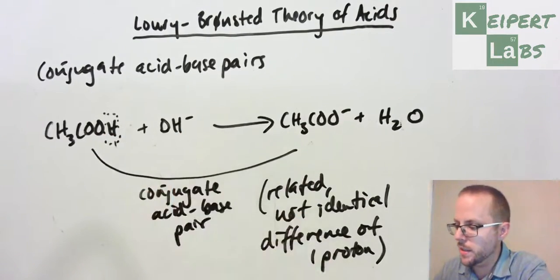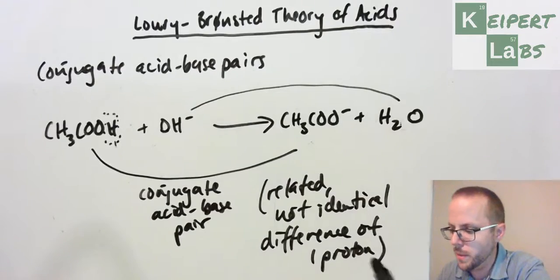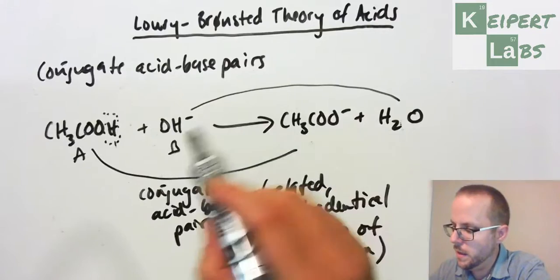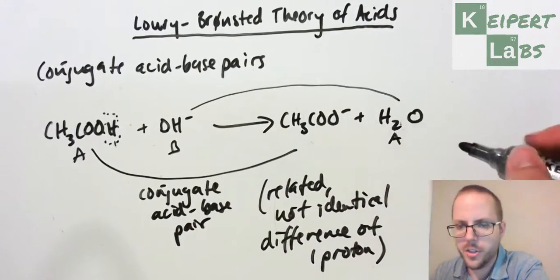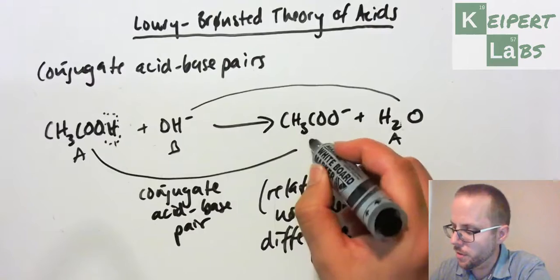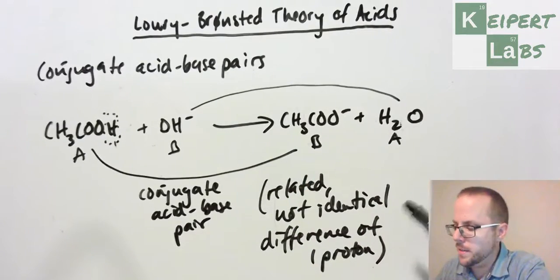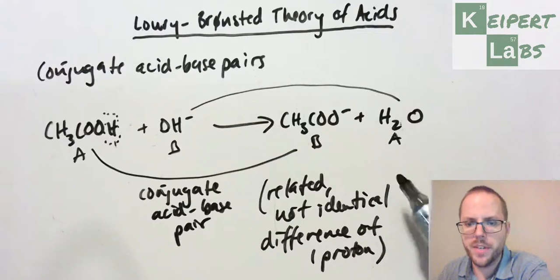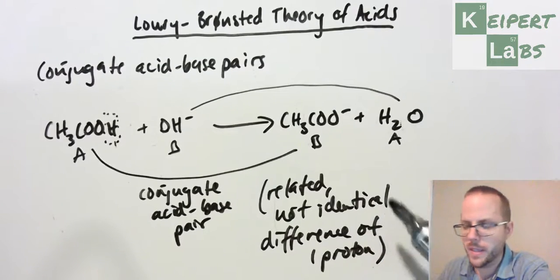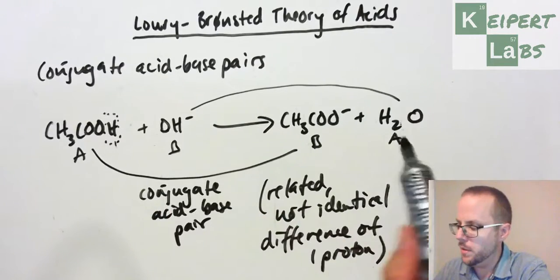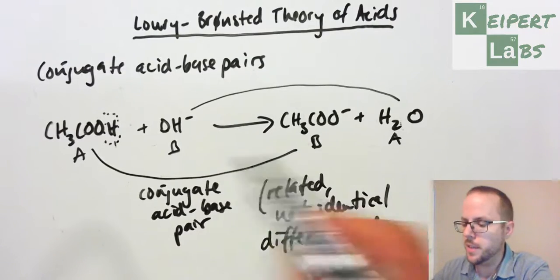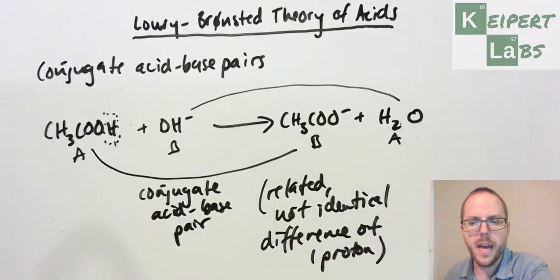Likewise, we can also consider these two to be a conjugate acid-base pair as well, whereas this is the base. So where this was the acid, this is a base, and this is the conjugate acid. This is an acid and its conjugate base. Same thing. They're very closely related. They're almost identical, but with a difference of one proton. It's just that this has gained a proton, accepted a proton to become that. Otherwise, we see these two pairs. So in a Lowry-Bronsted acid-base reaction, we see these two pairs going on.